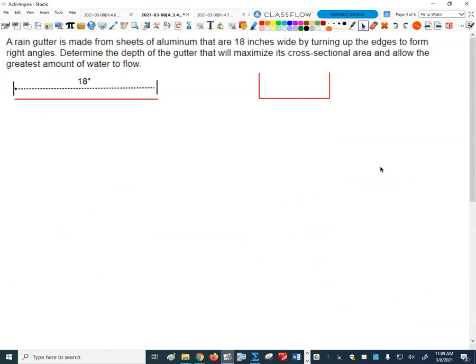How about this one? Another example here. Okay, this time, what are we trying to do here? We're trying to make a rain gutter, right? So we make rain gutters out of sheets of aluminum, long rectangular sheets of aluminum, and then we just bend up the edges to make a trough. That's all we do, right? So we start off with these long sheets of aluminum that are 18 inches wide.